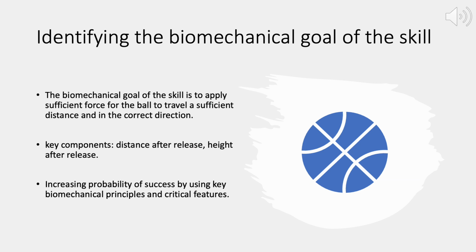For the shooter to be successful, proper form and sufficient force must be applied to ensure the ball travels a distance and in the correct direction. The distance and height after release will both heavily influence the success rate of the shooter.